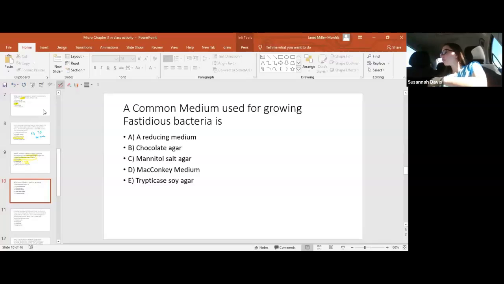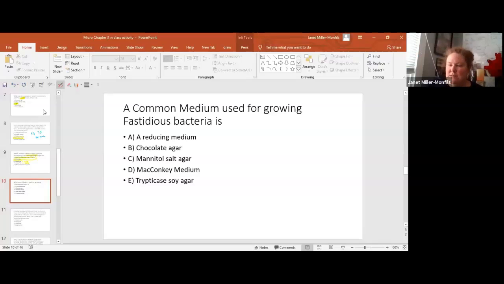Awesome. So yes, this would be chocolate agar. I think it would be fun growing chocolate. Like Willy Wonka and the Chocolate Factory, right? Jenna, you're so funny.